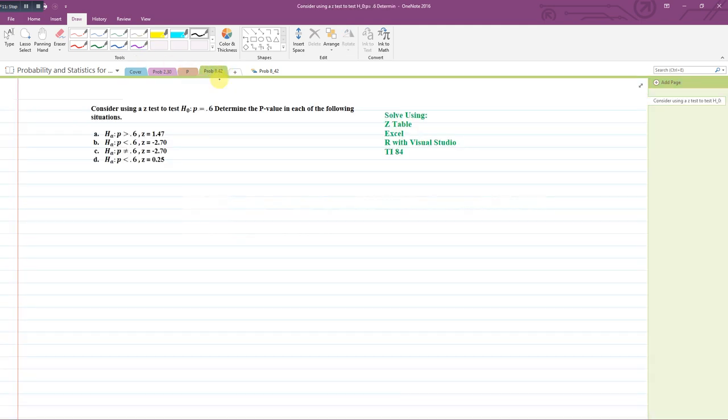Okay, now this problem is asking to consider using a z-test to test the null hypothesis when p equals 0.6, and determine the p-value in each of the following situations. Normally, since they already started for you in a way, they will ask you to figure out what your null hypothesis and what your alternative hypothesis is.